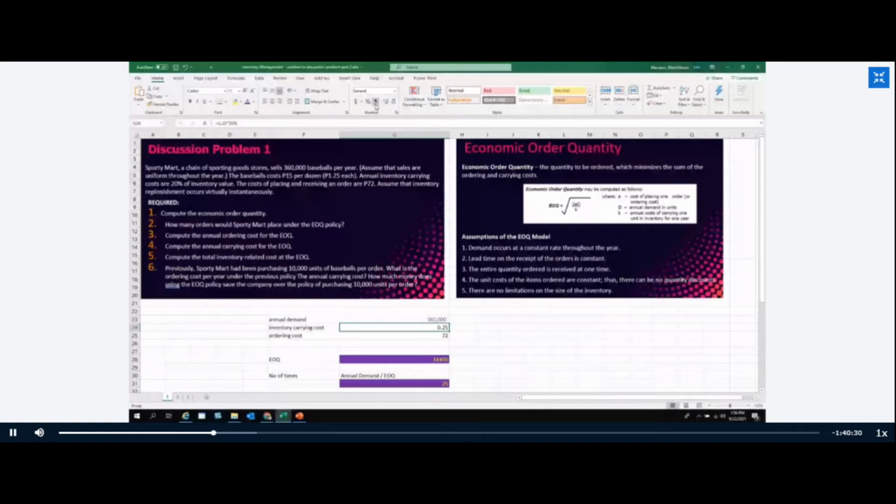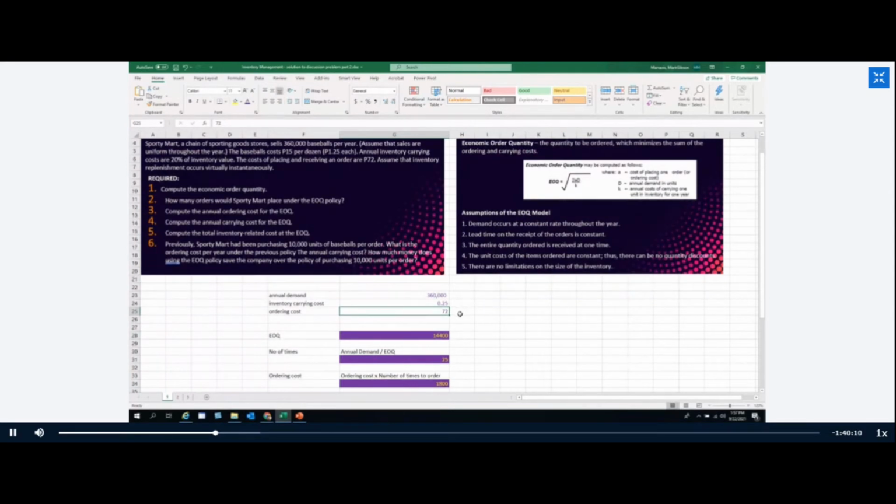Okay? Ordering cost. Oh, masyado naman ako marami ay. Iwasan ko lang. Ordering cost, 72 and it's given, no? The cost of placing and receiving an order are 72 pesos, no? So meron na tayong given, lahat ng information given. Let's now go to requirement number 1. Requirement number 1, compute the economic order quantity.